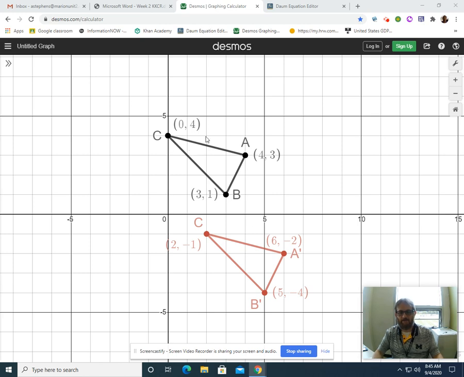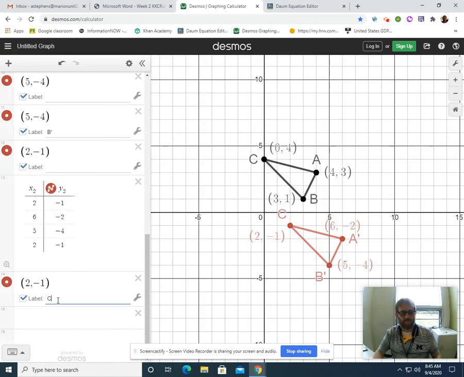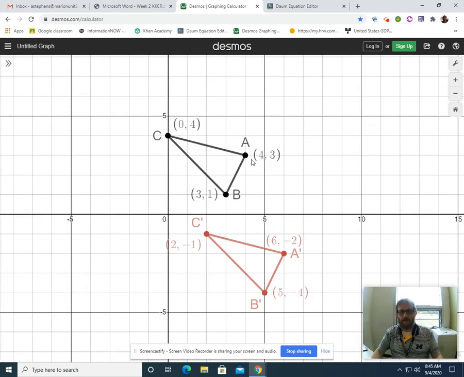Okay, so clearly I have the triangle ABC. It's got the points (4, 3), (3, 1), and (0, 4). And then I'm going to translate that down to the triangle A prime, B prime. Oops, that should say C prime. See, I even noticed a little mistake on mine right there that I'm going to fix. There we go. So A prime, B prime, C prime. So I'm going to translate this triangle down to this triangle.